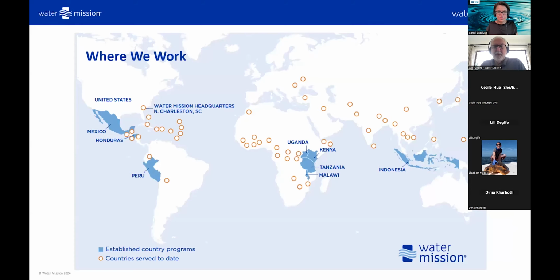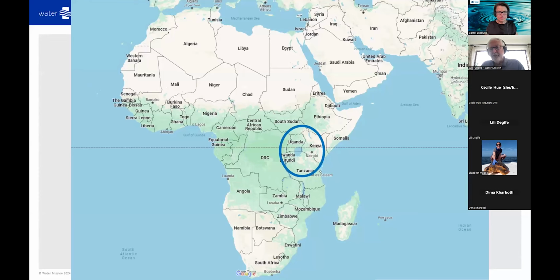We work all over the world, as shown on the map by the little orange circles, but the development work that we do is primarily focused in countries where we have country programs, and those are shaded in blue. In East Africa, we have programs in Uganda, Kenya, Tanzania, and Malawi. Our experience with refugees and host communities comes primarily from East Africa and the countries of Uganda, Kenya, and Tanzania. We also have some experience with refugees in Malawi and through a partnership with Plan, some in Ethiopia as well.